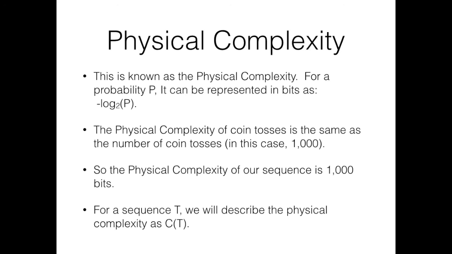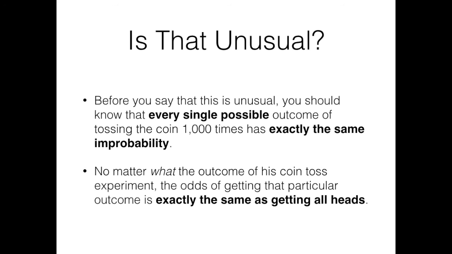So for any sequence, we can describe the physical complexity as CT. Now, is that sequence an unusual sequence? It might be your gut reaction to say that flipping heads every single time is an unusual event, until you realize that no matter what sequence of coins you flipped, every single one of them would have the exact same probability as flipping heads 1,000 times in a row. So no matter what your outcome was, the bare physical complexity of it is exactly the same as getting all heads.